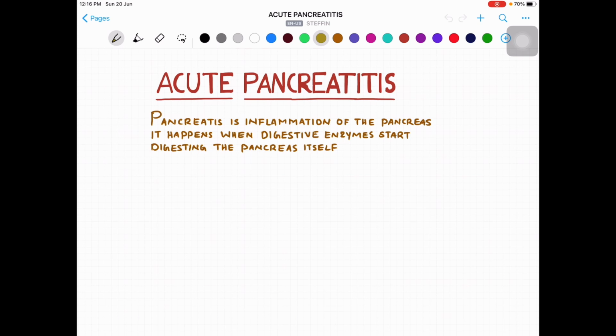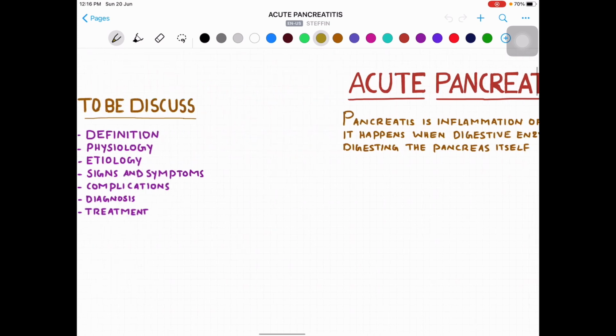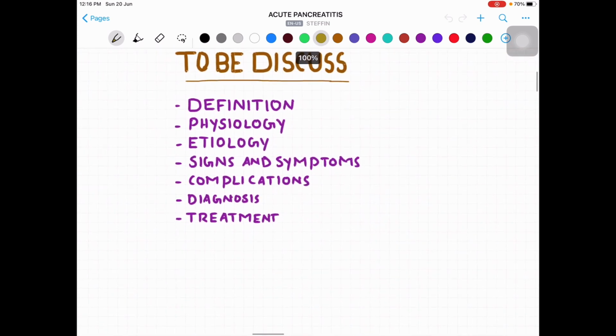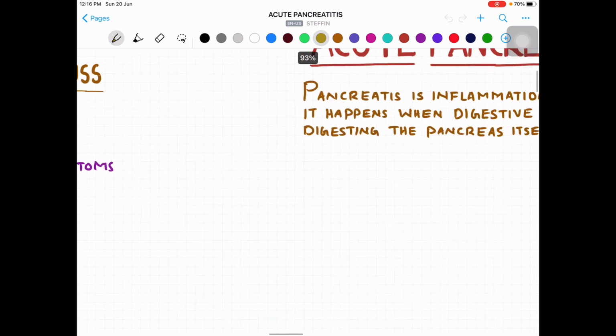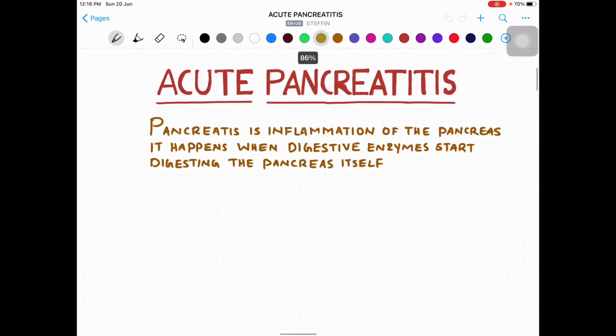And today we are going to study the topic pancreatitis. We will be discussing the definition, physiology, etiology, signs and symptoms, complications, diagnosis and treatment. So let's move on to the definition of pancreatitis.